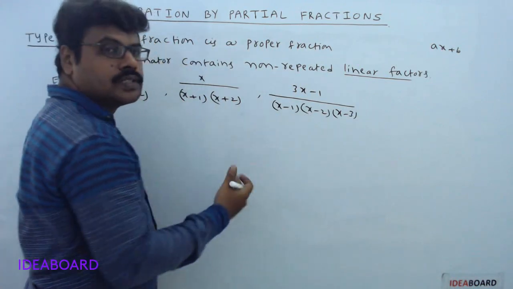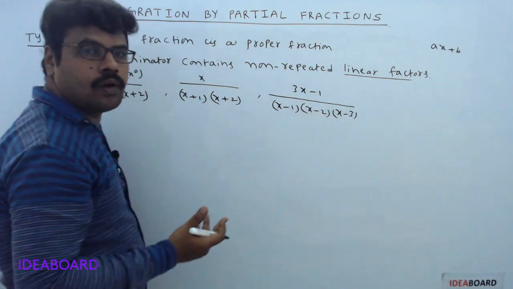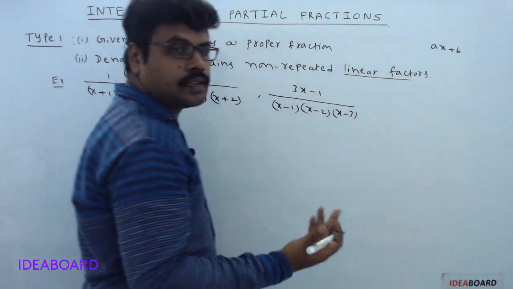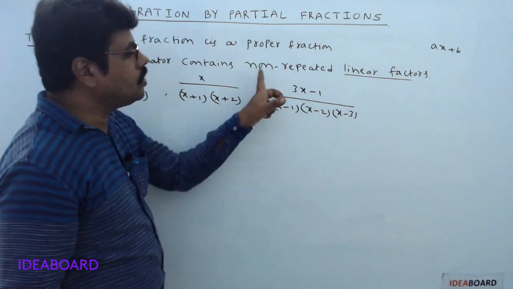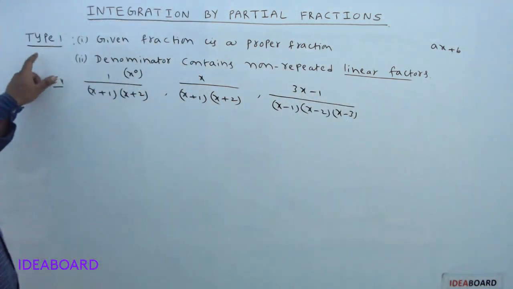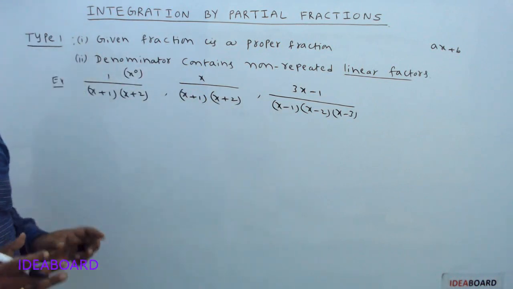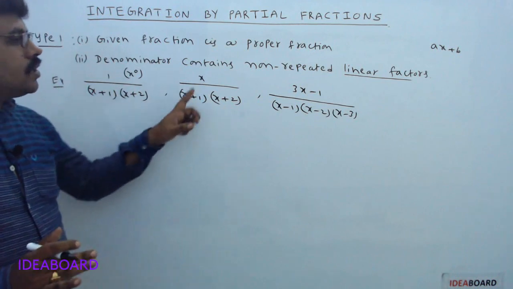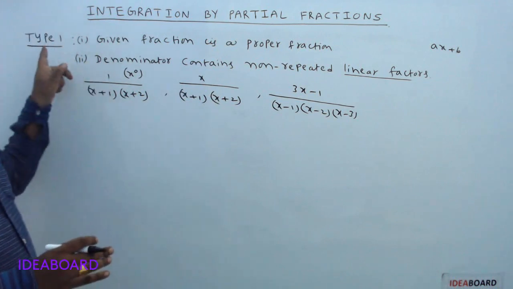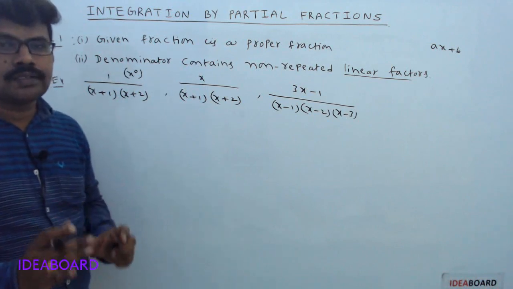Next, x minus 2 is also a linear factor. Is it repeated anywhere in its denominator? No. So x minus 2 is called a non-repeated linear factor. Similarly, x minus 3 is also a non-repeated linear factor. So this fraction belongs to our type 1. Now these are the examples of our type 1. Now how to resolve these fractions into partial fractions if the given problem belongs to type 1?